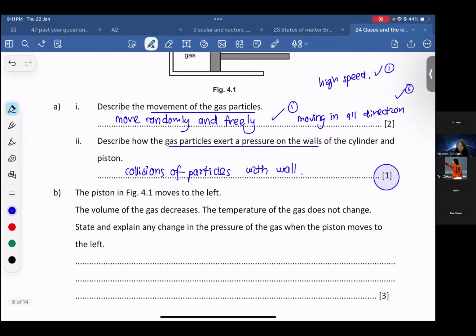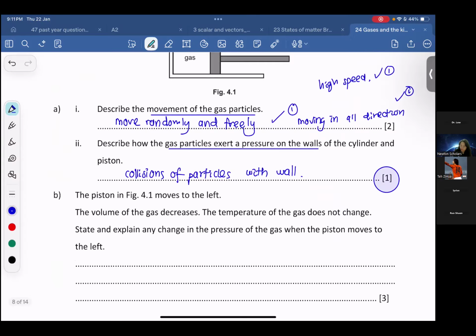Okay, the piston in figure 4.1 is moved to the left. So based on the diagram, move to the left, volume will be decreased. Volume decrease. Okay, temperature does not change. So we fix the temperature. If your volume changes, temperature also changes, and at the end the pressure changes. I cannot say that it's because of volume or temperature. I cannot make a conclusion, okay?